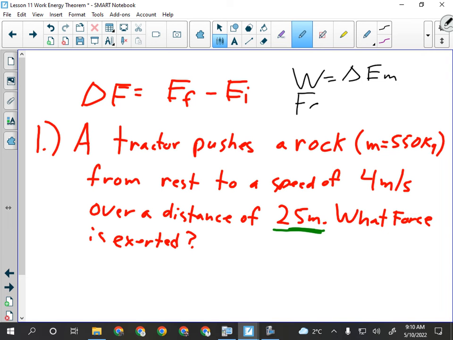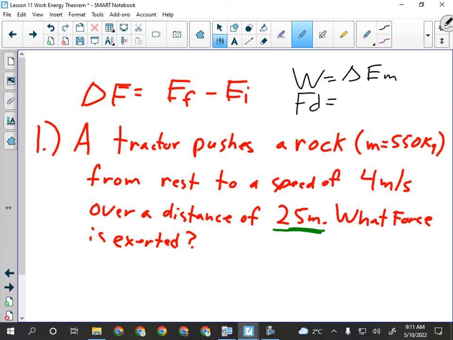And the amount of work done can be calculated by multiplying the force exerted by the distance over which it is exerted. Okay? So the harder you push or pull, the more work you can do. The farther you push or pull, the more work you can do. Okay? Everyone all right with that relationship? Making sense from yesterday? Okay.